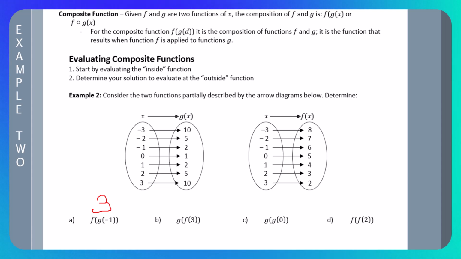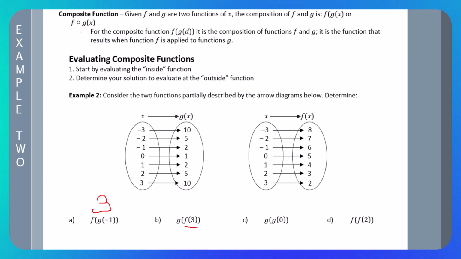All right, for b, we want f of g of 3. So we're going to go to function f, and we're going to input 3, and our output is going to be 2. So once we get 2, we're going to put that into function g. So go over here, put in 2, and our final answer is 5.